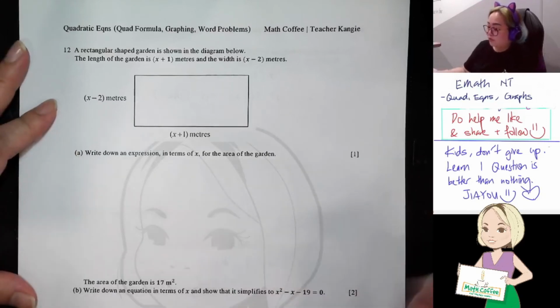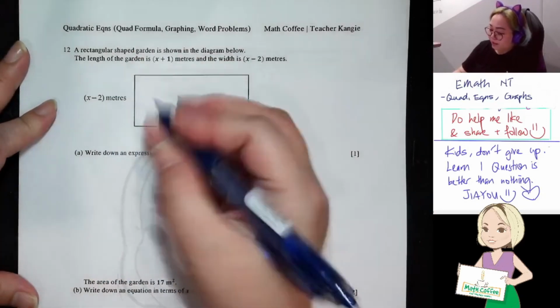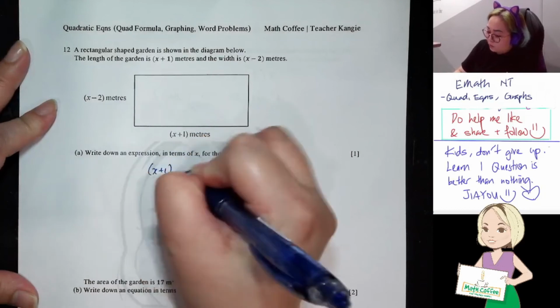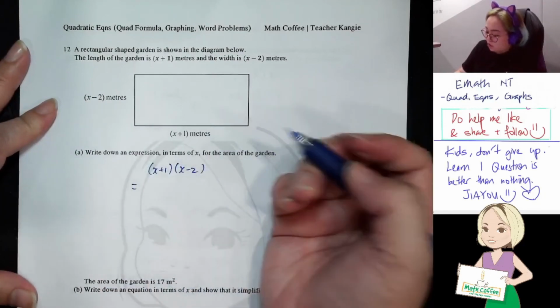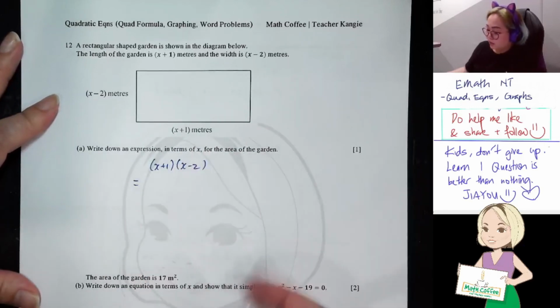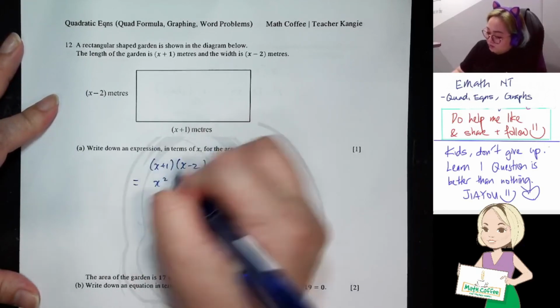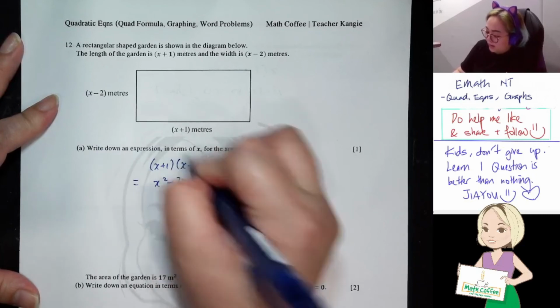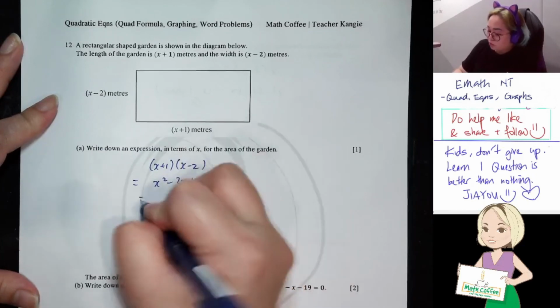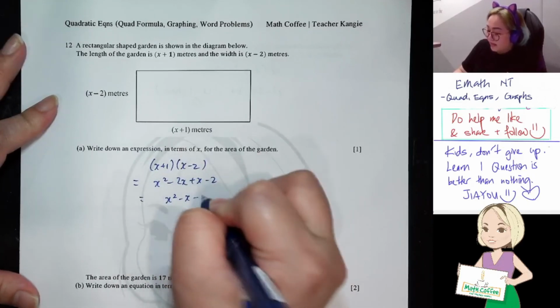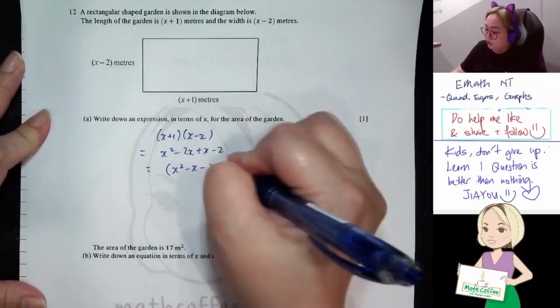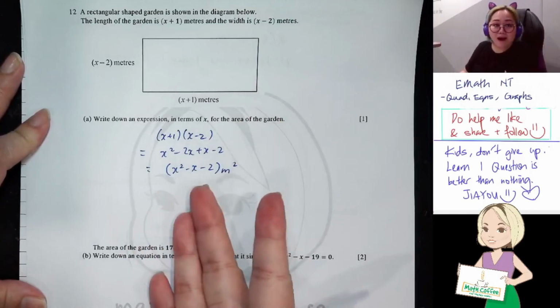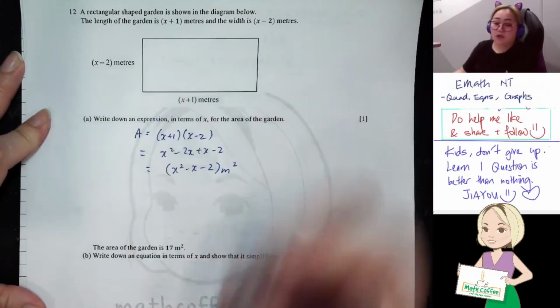This one again is very straightforward, it's simply length times breadth. So we will just do x plus 1 times x minus 2. We can expand or not expand, it doesn't matter because we can do it later. So we have x squared minus 2x plus x minus 2. So we have x squared minus x minus 2, that will be our area. And because this is meter, we know this is meter square. You can put A equals, it doesn't matter.